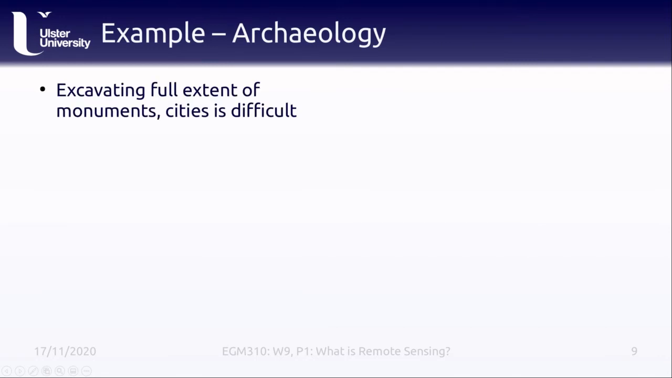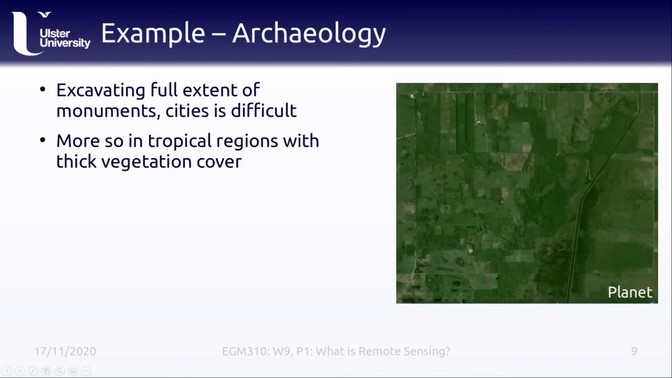Another example of the power of remote sensing is from archaeology. As you might imagine, mapping the full extent of ancient monuments or cities can be difficult, painstaking work if it's done in the field. This is especially true in tropical regions, such as the example shown here. Over hundreds or thousands of years, forests can cover over human activity, erasing any traces.